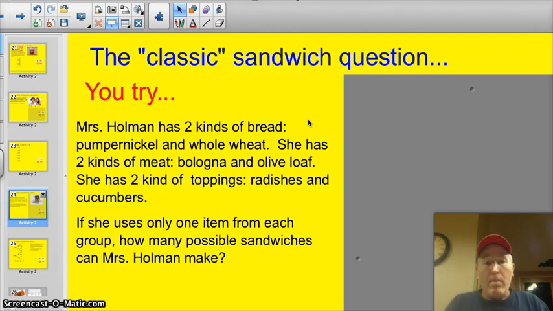So I thought I'd write about Miss Holman across the hall there. Miss Holman has 2 kinds of bread, pumpernickel and whole wheat. She has 2 kinds of meat, bologna and olive loaf. She has 2 kinds of toppings, radish and cucumbers. If she only uses 1 item from each of those groups, how many possible sandwiches can Miss Holman make?